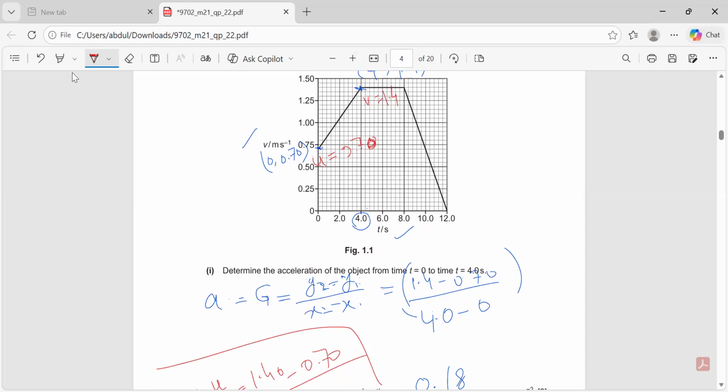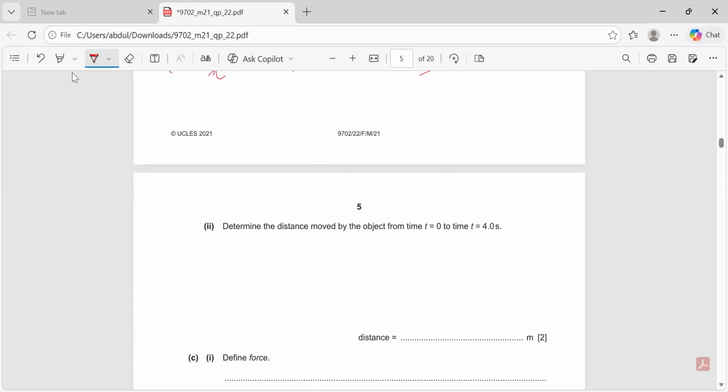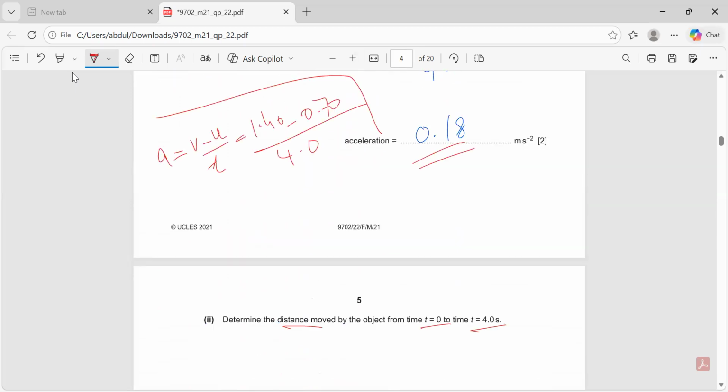And if the examiner is asking about the height, which is a type of distance or displacement even, then the area under the graph, but a particular portion of the graph, whatever will be told by the examiner. So now, yes, my dear friends, the next question is the distance moved by the object from time t equal to 0 to t equal to 4 seconds.